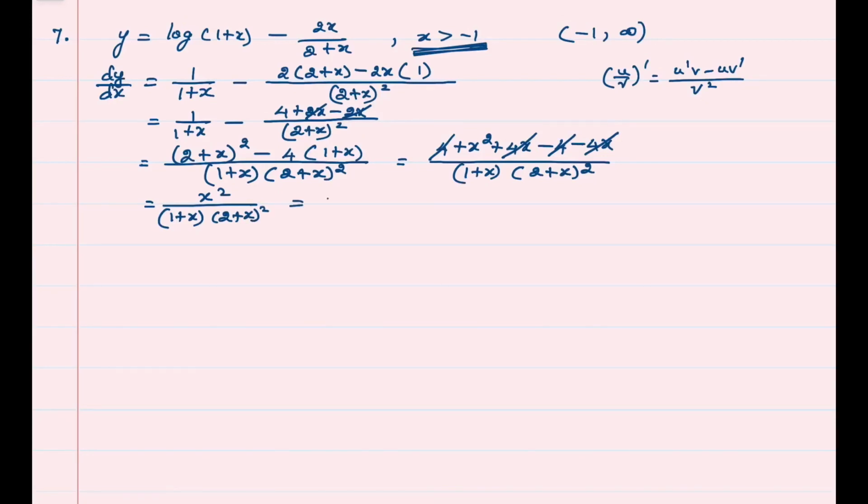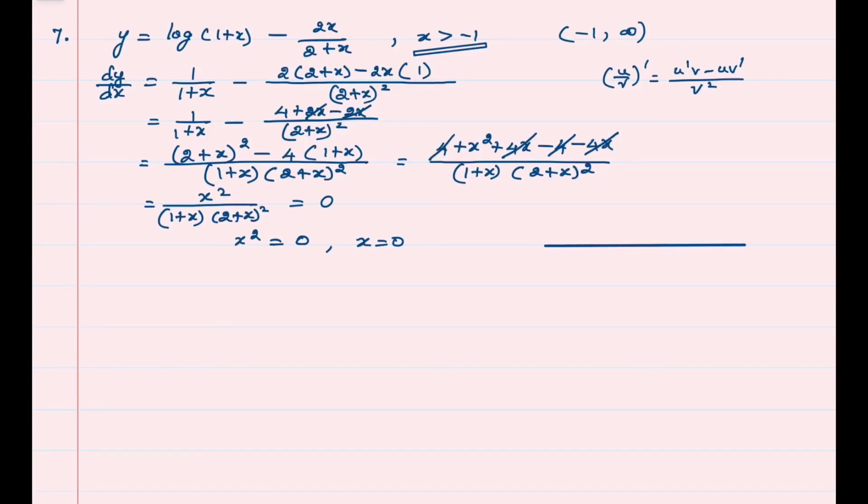Now we will equate it to 0 to find the critical values. By cross multiplication we get x square equal to 0. So x equal to 0 is the critical point. Look at the denominator of dy by dx. dy by dx is not defined when the denominator becomes 0, that is at x is equal to minus 1 and at x is equal to minus 2. But these two values are not there in the domain of the function. Therefore, we have only one critical value, which is x is equal to 0.